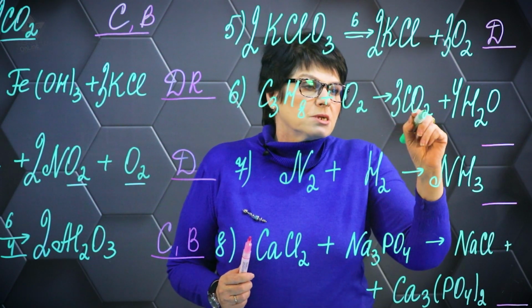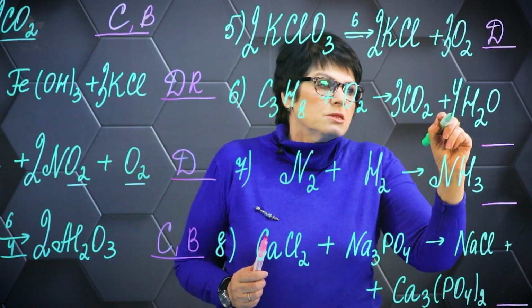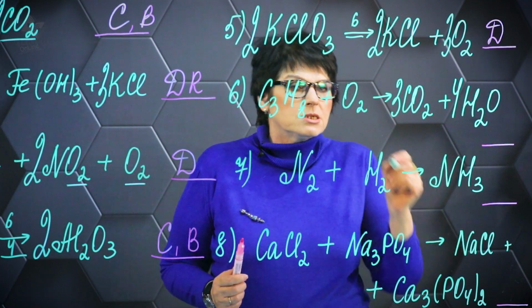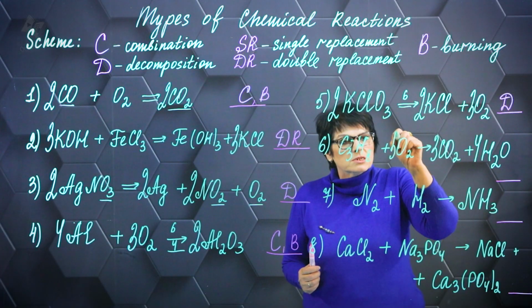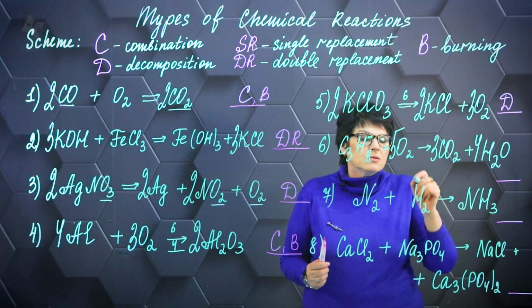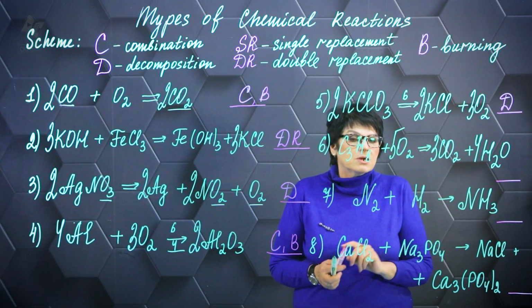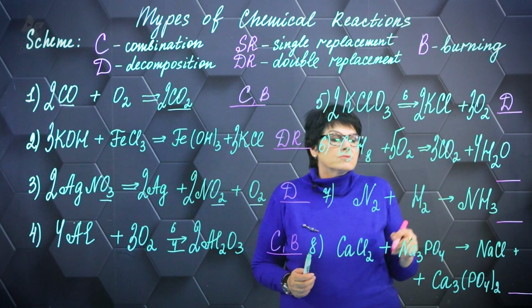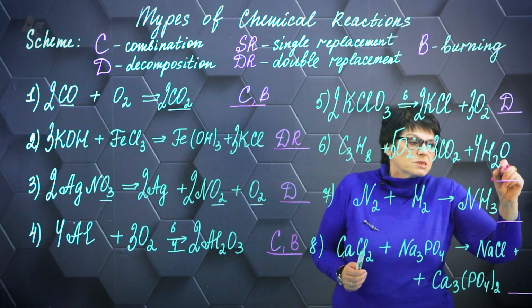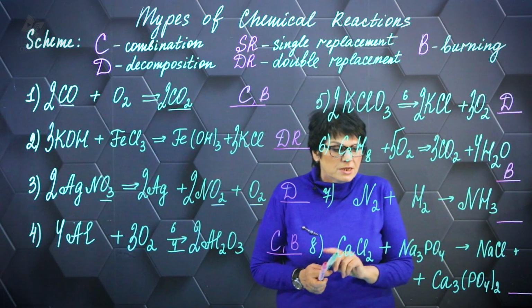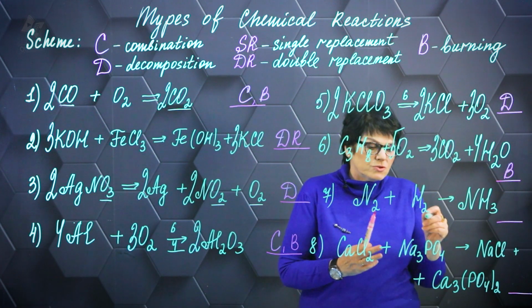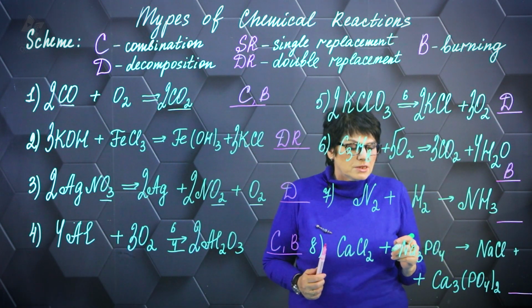Oxygen on the left side is 2, on the right side it's 6. Give 4 more, 10. Then we put a factor of 5 in front of the oxygen formula. Our equation is equated. What type of interaction is this? It's a combustion reaction. The next reaction, N2 plus H2 yields NH3.